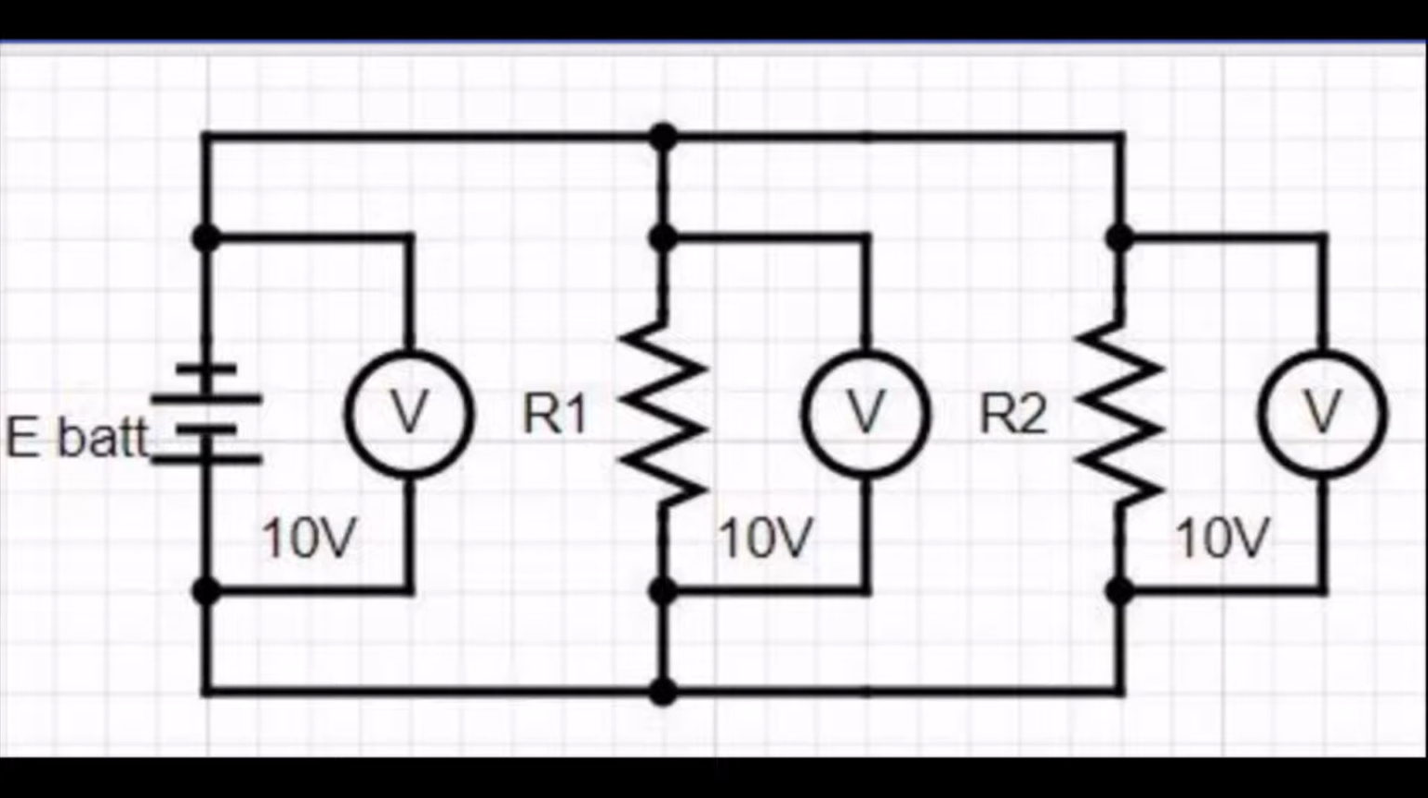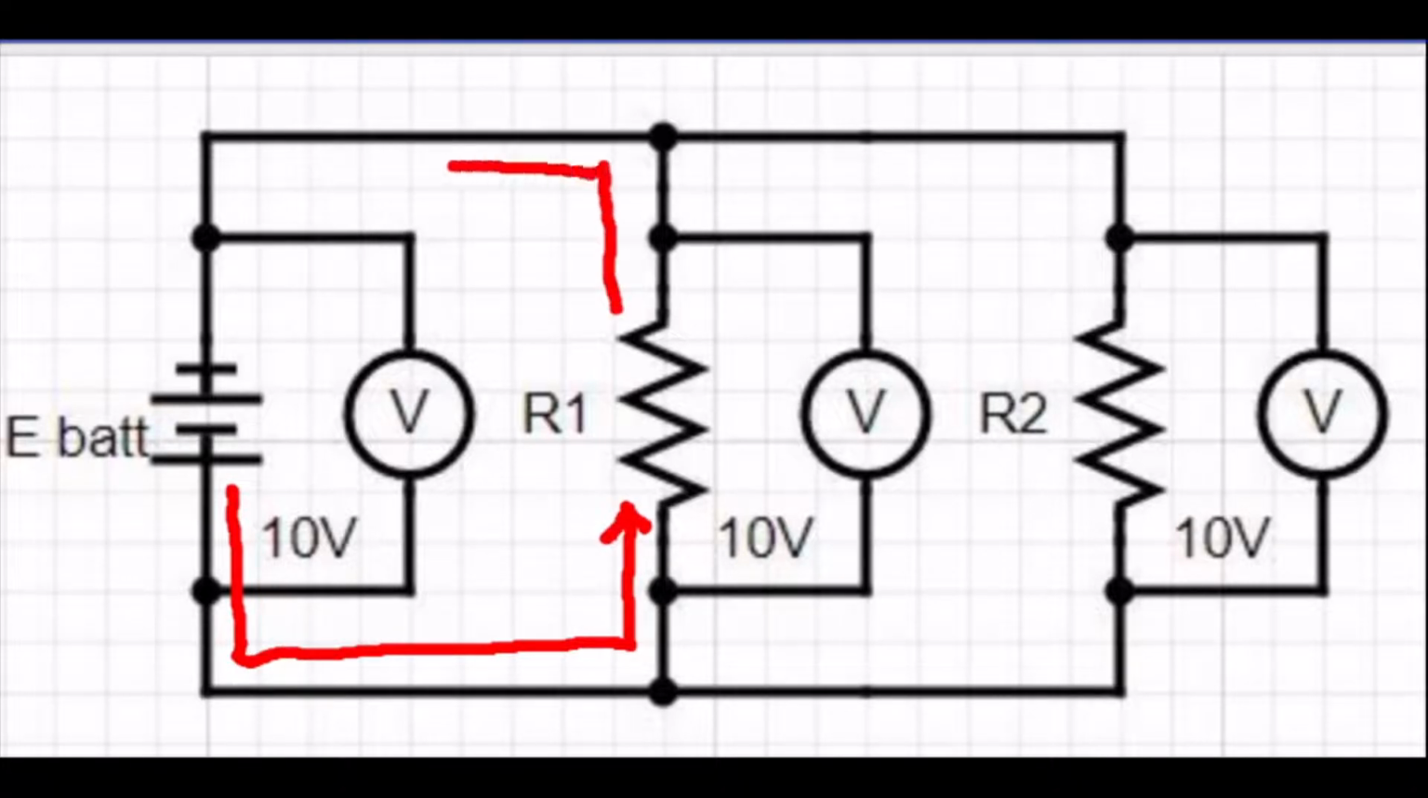You might ask, why is that? And it's kind of the same reason as when we were drawing the arrows the last time. Let's take a look at the current coming from the battery. So the current starts here from the battery, and it travels along, and it goes through this resistor, and it goes back to the other side of the battery. Okay? So if it's 10 volts coming out of the battery, it is going to be 10 volts across resistor number 1.